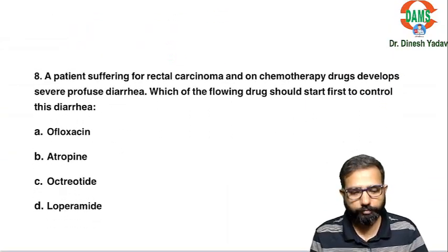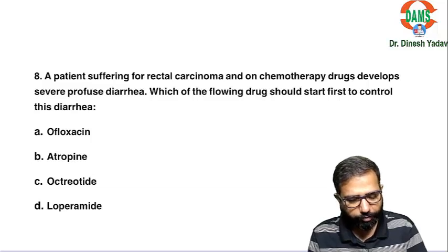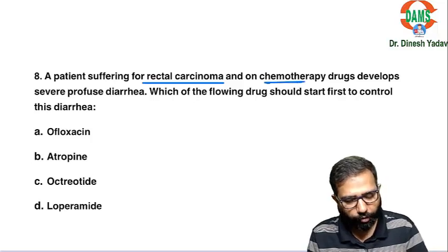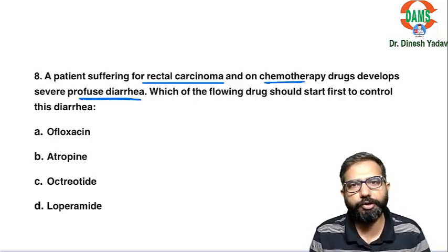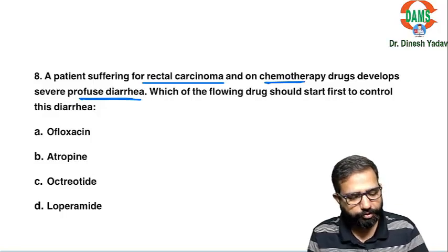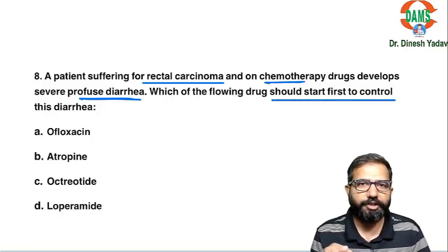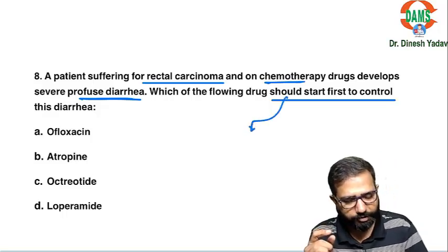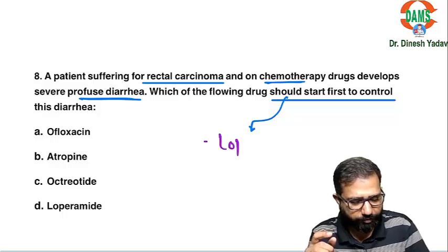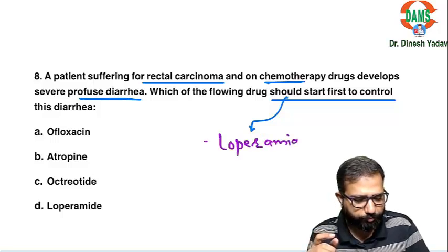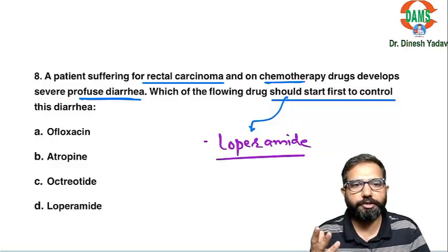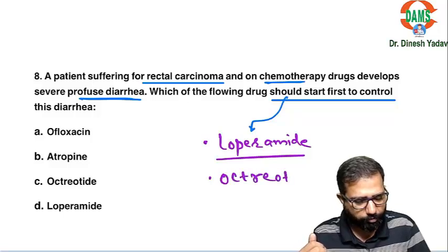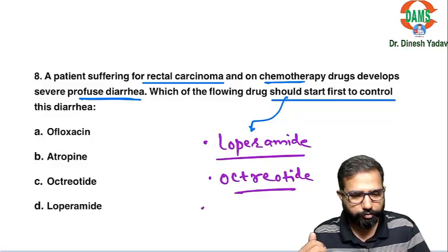Next question. A patient who is suffering from rectal cancer and was on chemotherapy develops profuse diarrhea. You know, one of the common side effects of chemotherapy is diarrhea. Which of the following should start first to control this diarrhea? So chemotherapy associated diarrhea. The first drug we use in this patient is loperamide or diphenoxylate. Means we use the opioid. Loperamide or diphenoxylate like drugs. These are opioids. The second important use, octreotide. Then we can use racecadotril.